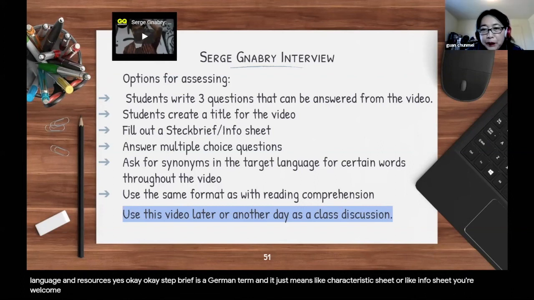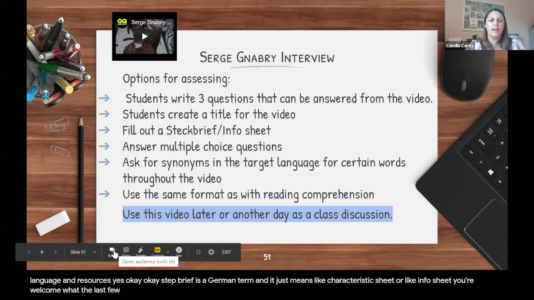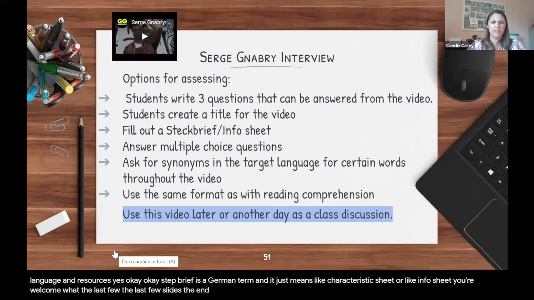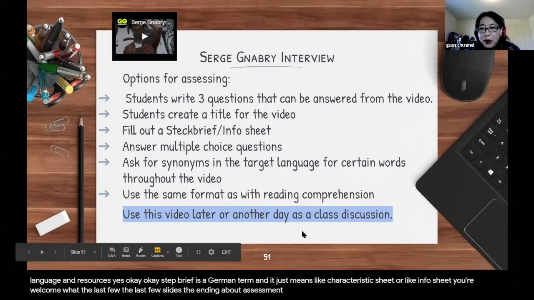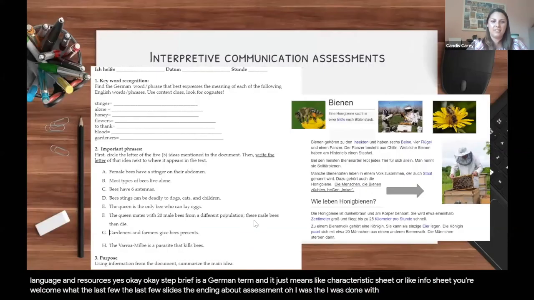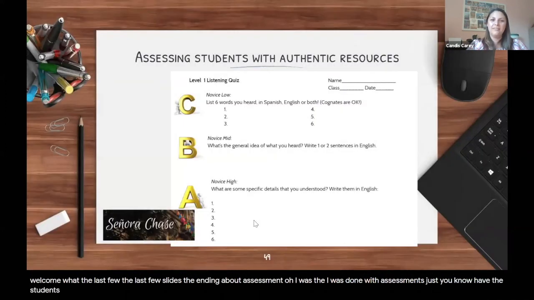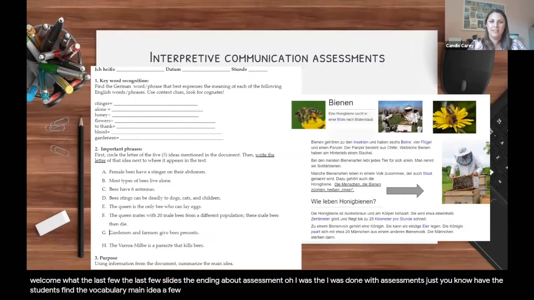There's another question. Would love to hear the ending, please. Is the ending about assessment? Oh, the last few slides, the ending about assessment. Mm-hmm. Yeah, the ending is about assessment. Oh, I was done with assessments. Just, you know, have the students find the vocabulary, main idea, a few details.